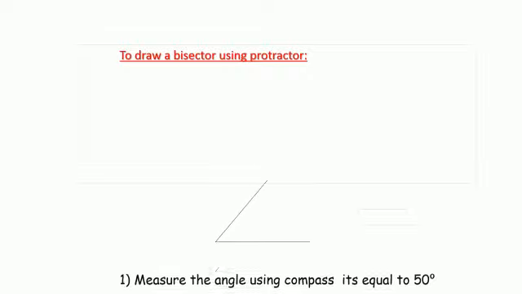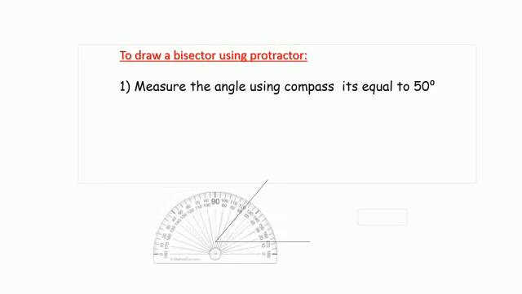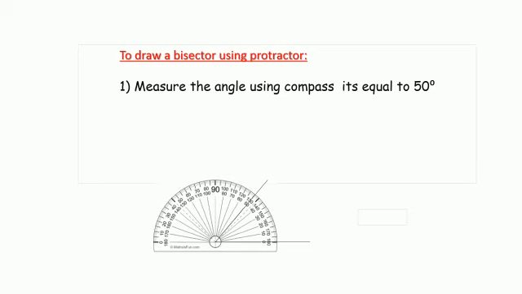To draw a bisector using a protractor, we have this angle. First of all, we must measure the angle using the protractor. This angle is equal to 50. Look, teacher, this is 50. So this angle from here to here is equal to 50 degrees.